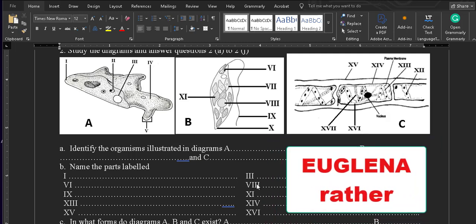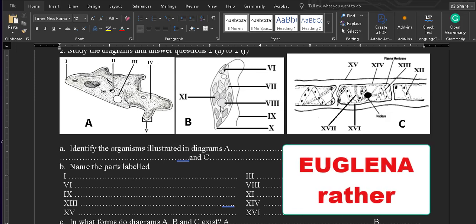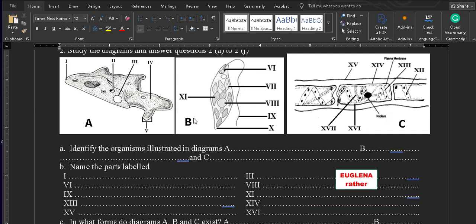All right, then we have VIII. VIII looks like the nucleus of the Euglena. It is B, right? We find it in B. All right, then we come to IX, still with B. And that's the whip, the structure for movement. That's a flagellum. It's only one, so it's flagellum.